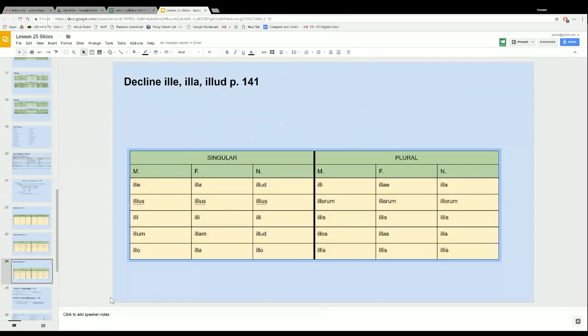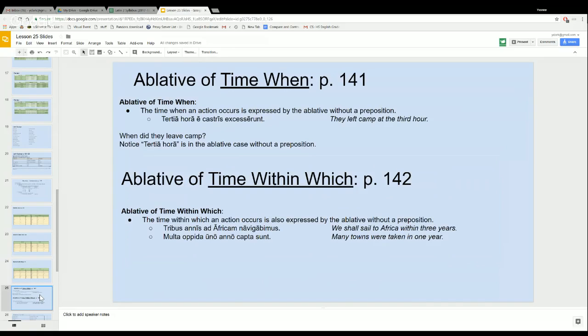Now, other than those memory tricks, there's absolutely nothing else I can give you to help you memorize them. You just have to say them over and over and over until you get them and you can rattle them off. Is, ea, id, eos, eas, ea, eorum, all the way through. So just repeat them over and over again until you know them by heart, okay? Which again, it's just something that you have to memorize.